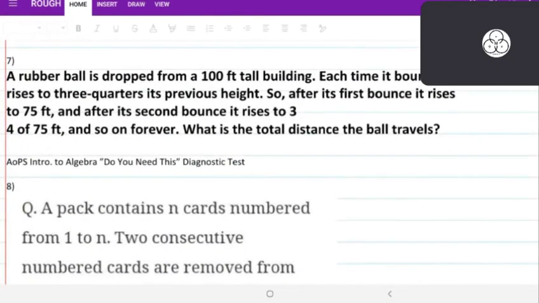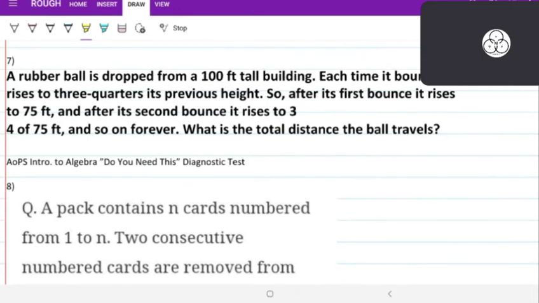A rubber ball is dropped from a 100 feet tall building. Each time it bounces, it rises to 3/4 its previous height. 3/4, that means that the heights are in GP. So after its first bounce, it rises to 75, and its second, it rises to 56.25, and so on. What is the total distance traveled?